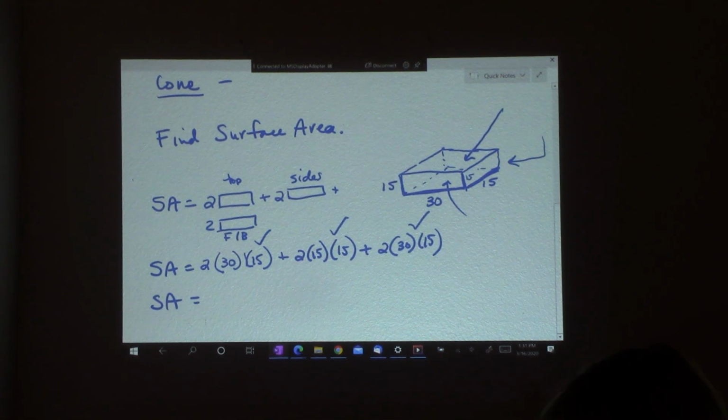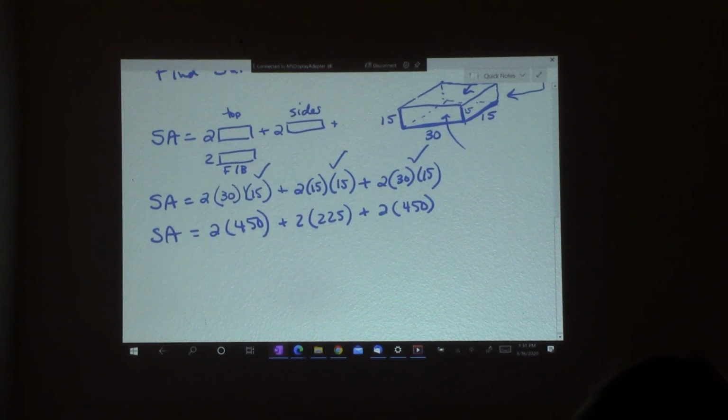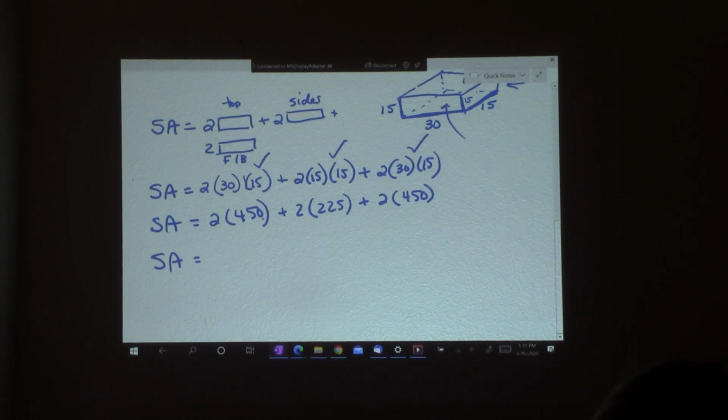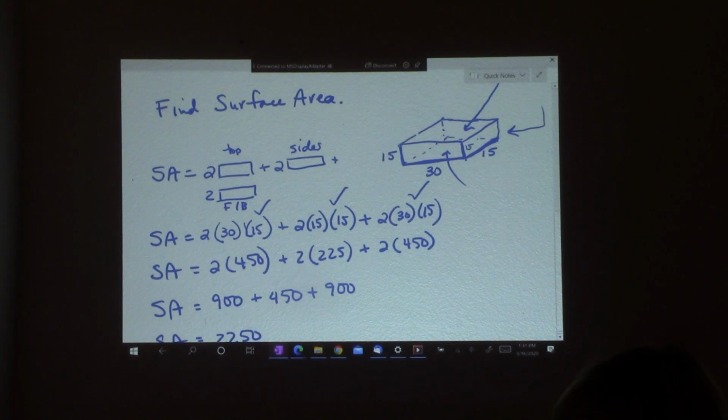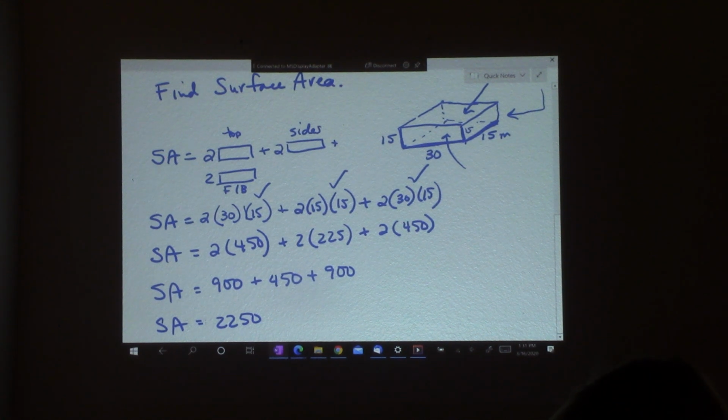So the easiest thing for me to multiply is 30 times 15. That's 450. 15 times 15 is 225. And again, I have 30 times 15. Okay, so I have 2 times 450 is 900. 2 times 225 is 450, and again 900. So then when I add it all together, I get 2,250. Oh, we didn't write down what units we have. Let's call them meters. So this would be meters squared.